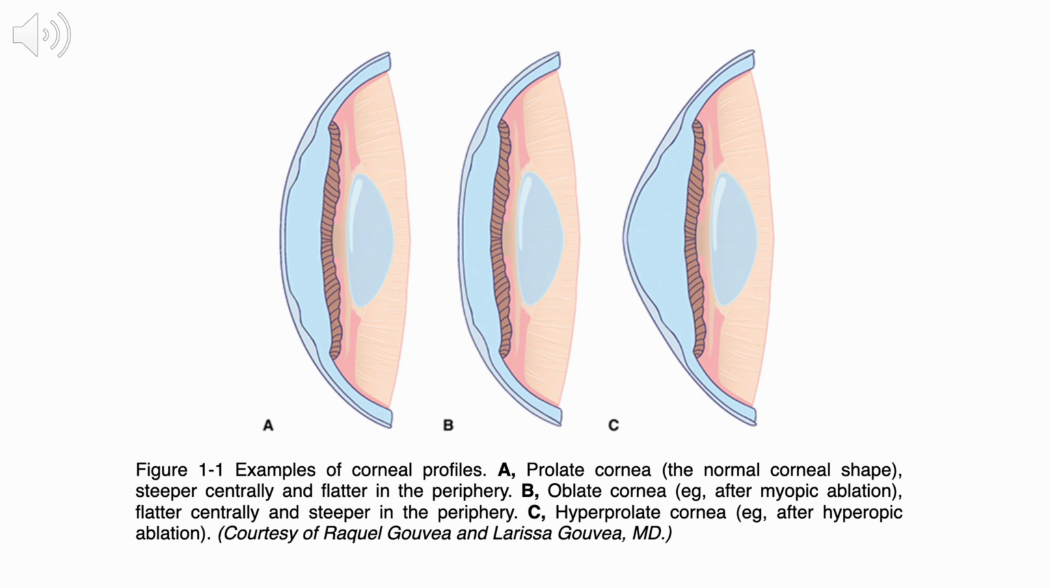On the right is the hyperprolate cornea, which is typically seen after hyperopic ablation. In this case, the central cornea becomes steeper relative to the periphery. Understanding how refractive procedures move the cornea from a prolate toward an oblate or hyperprolate shape is essential, because these shape changes directly influence visual quality, aberrations, and patient satisfaction.